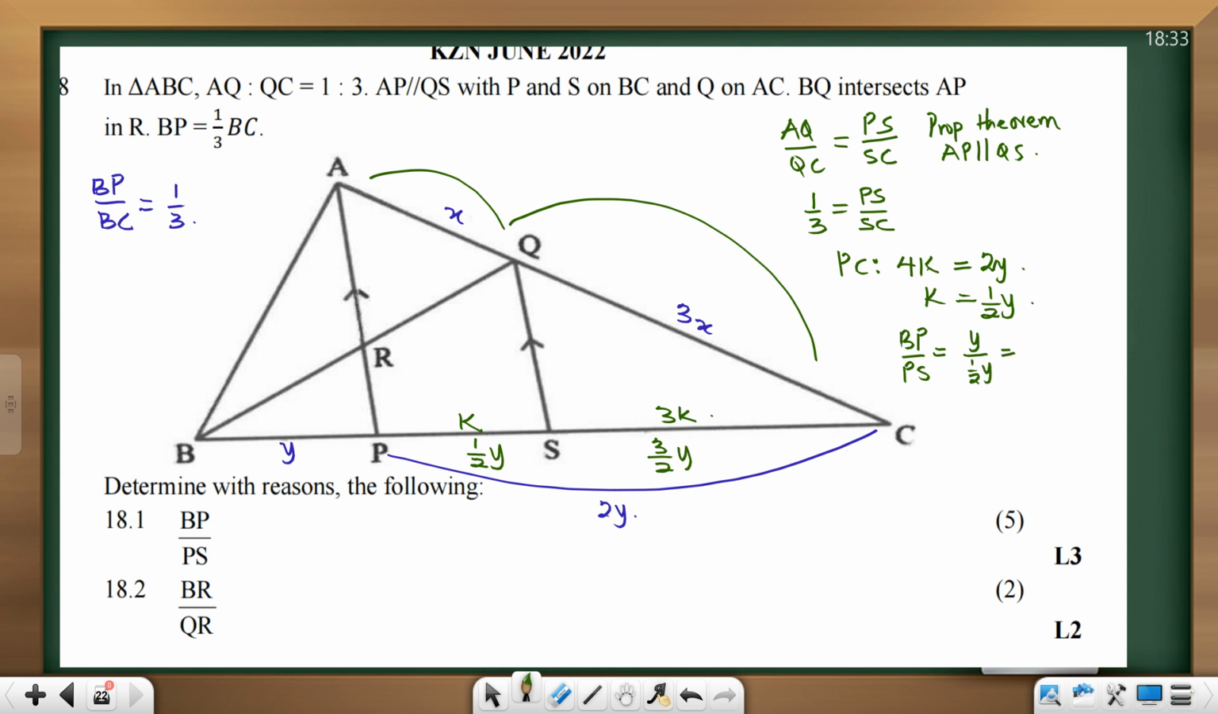What is half divided by 1 divided by half? 2. Did that make sense, everybody? Let me know if that makes sense.